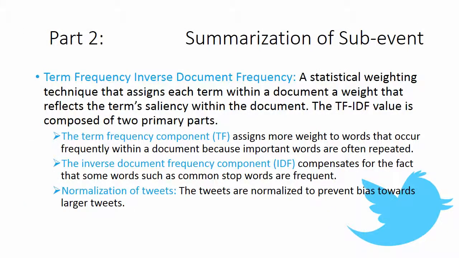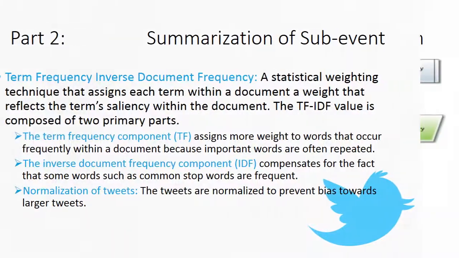Now coming to the second part of our system, that is summarization of sub-event. For this, we used a statistical weighting technique called term frequency inverse document frequency that assigns each term within a document a weight that reflects its importance within the document. The TF-IDF value has two parts. The TF part assigns more weight to the words that occur more frequently because important words are assumed to be often repeated, and the IDF part compensates for the fact that some words such as common stop words are quite frequent. Now after this, the tweets are normalized so that the bias towards larger tweets is prevented.